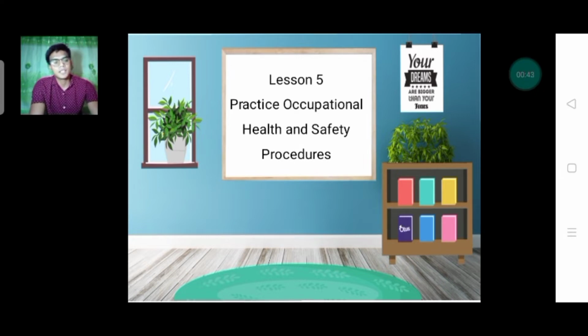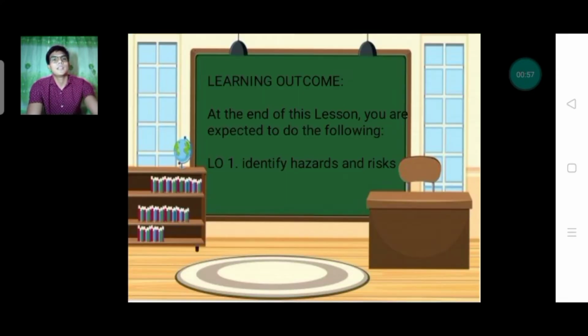Okay. So, for today, class, on our discussion, we will tackle Lesson 5, Practice Occupational Health and Safety Procedures. Learning outcome. At the end of this lesson, you are expected to do the following. First, identify hazard and risk.